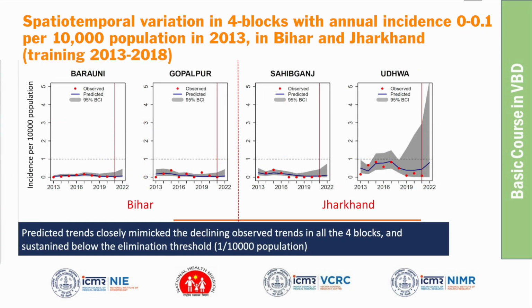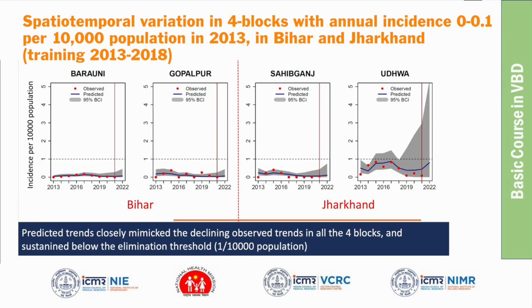And here we are seeing the spatial temporal variation in 4 blocks with an annual incidence of less than 1 per 10,000 population in 2013. We are looking at the trends in these blocks: Barani and Kobalpur in Bihar, and Sahibganj and Udhwa in Jharkhand. These 4 blocks we have taken as an example of how the model predictions perform. You can see a clear prediction of the trends; the observed trends as well as the predicted trends go hand in hand in Barani as well as in Kobalpur, and they are within 1 per 10,000 population, even the upper 95% confidence interval.